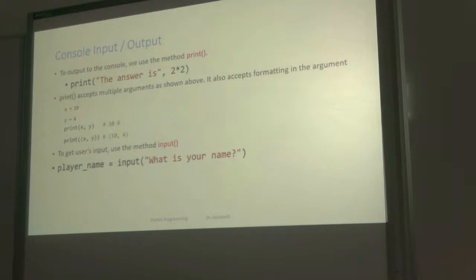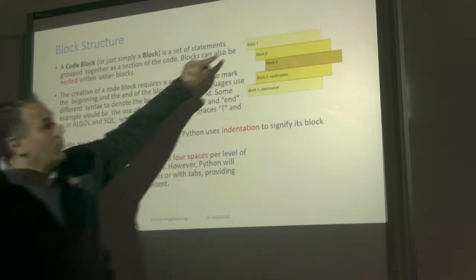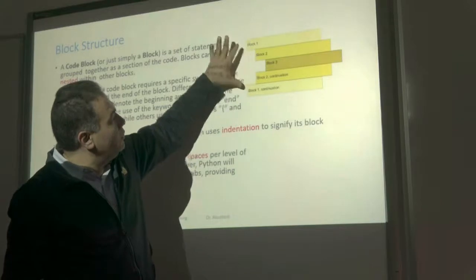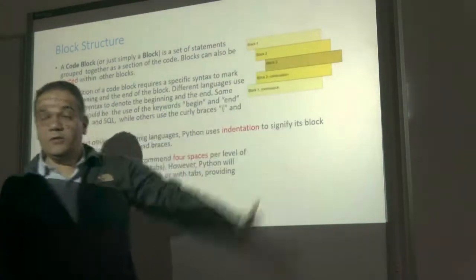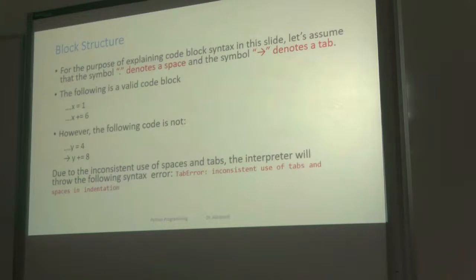Okay. So console input output, I already gave a lot of examples in here. Block structure, I don't have to repeat that. So you have block 1, this is block 2, indentation, block 3, this is part of block 2, and this is block 1. And this is the reason for a lot of logic errors. A lot of logic errors. So you have to be careful when you indent.